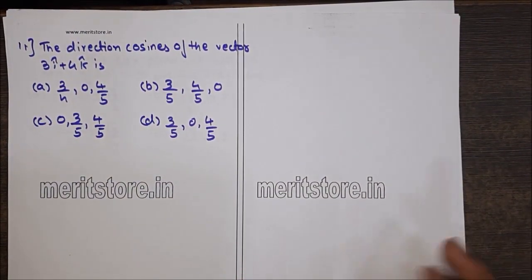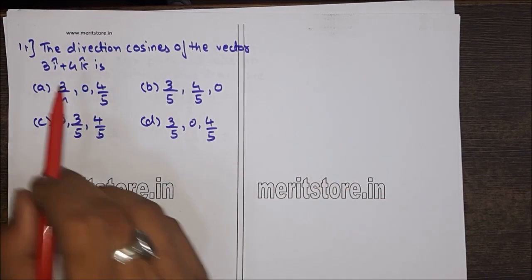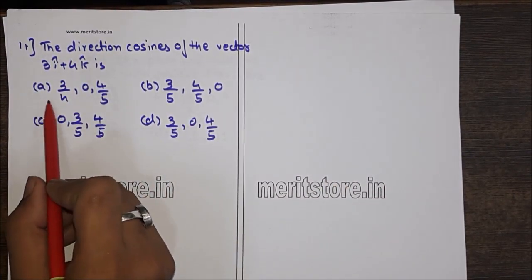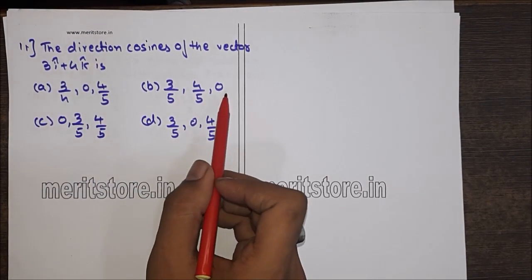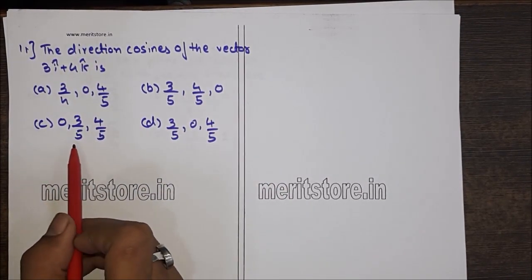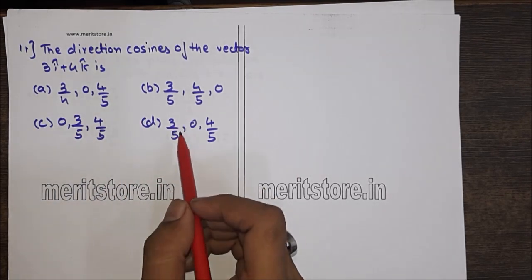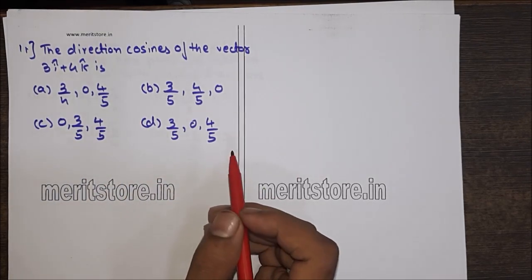Question number 11. The direction cosines of the vector 3i plus 4k are: option A, 3 by 4, 0, 4 by 5. Option B, 3 by 5, 4 by 5, 0. Option C, 0, 3 by 5, 4 by 5. Option D, 3 by 5, 0, 4 by 5.